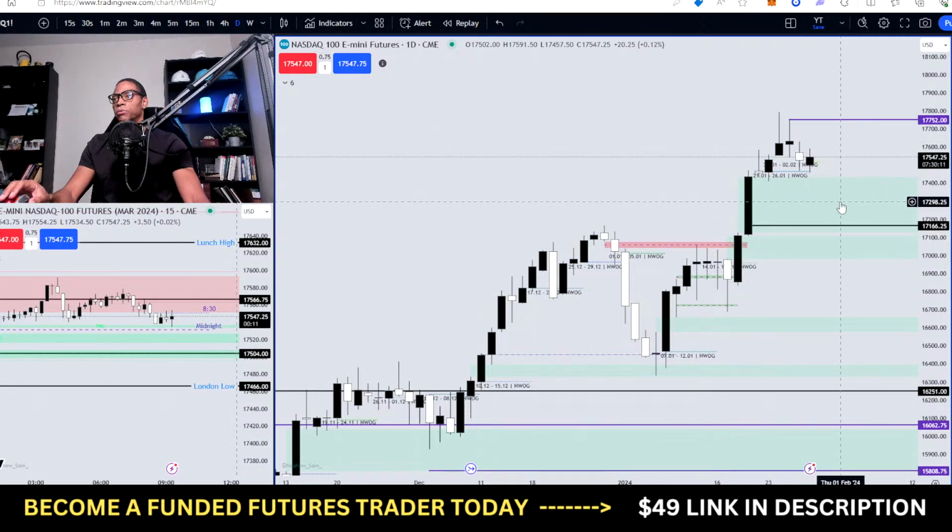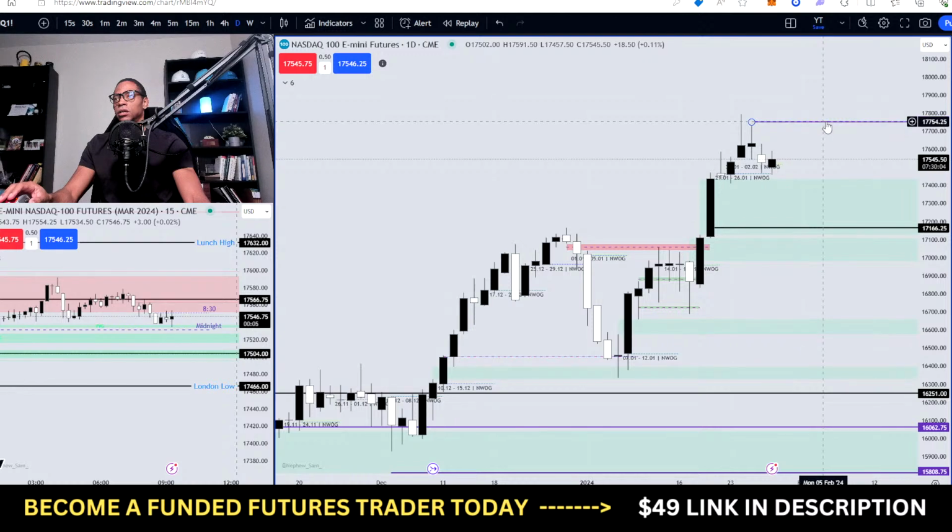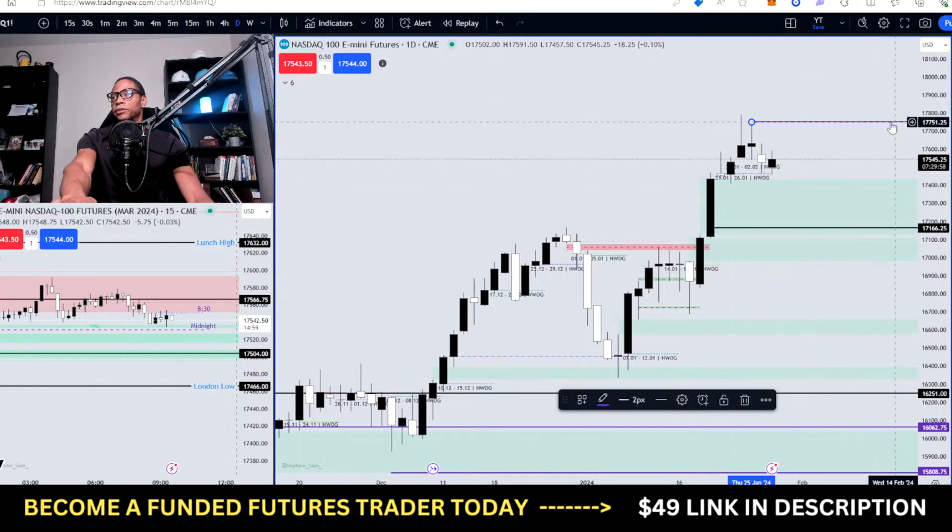I'm thinking that we may retrace back prior to going higher. But again, when we do go higher, this is the level to look for. It's 17,751 to confirm that we are moving higher.